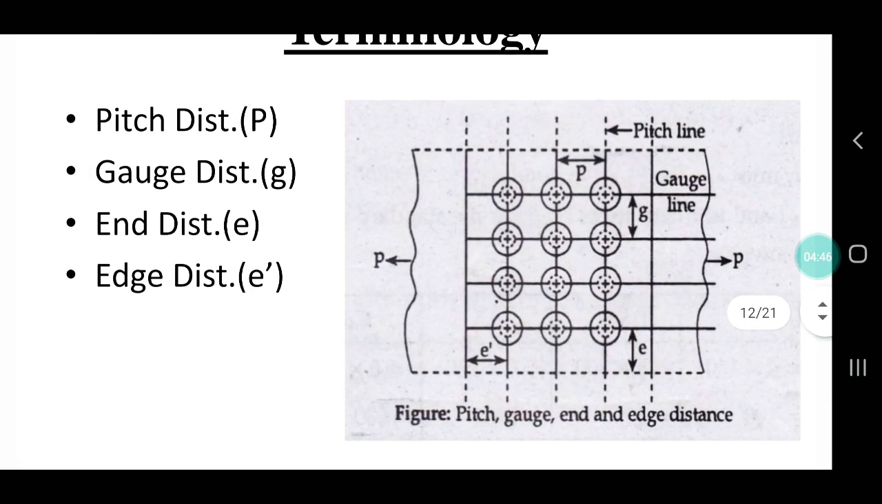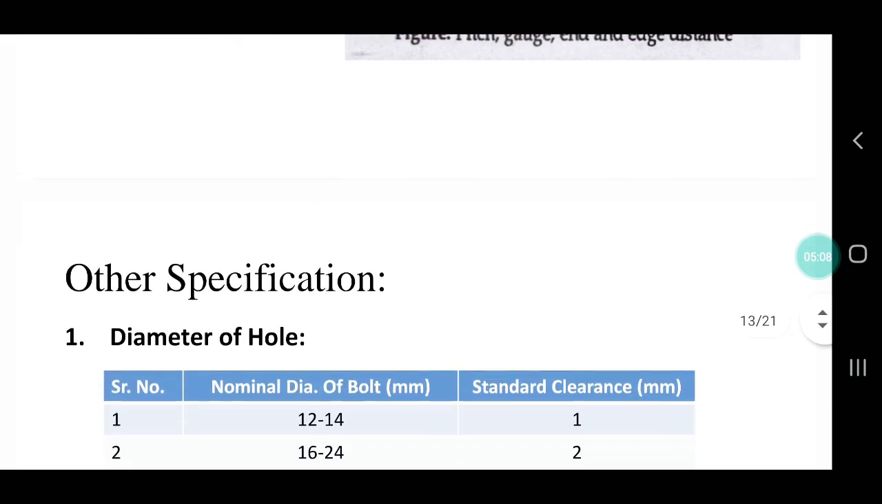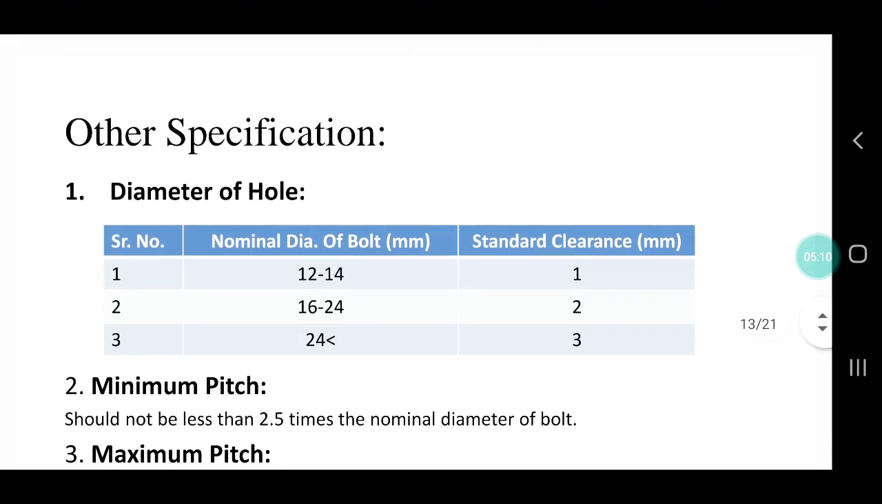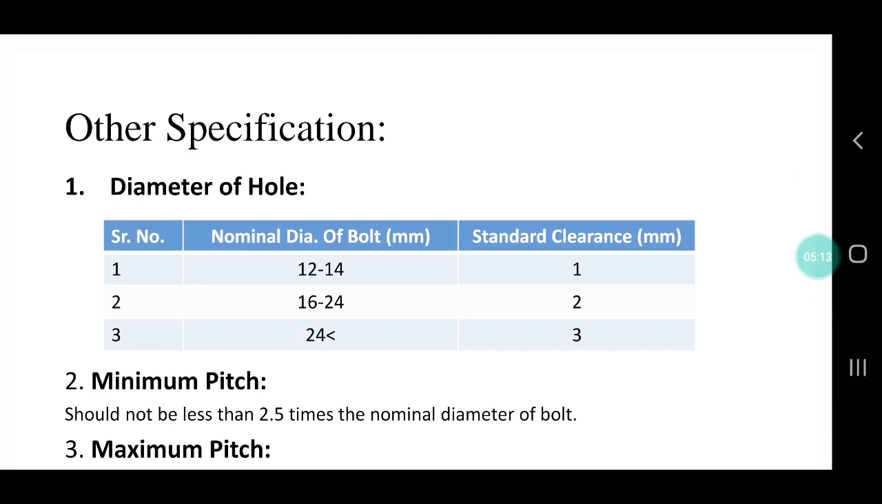They are interrelated, like pitch distance and gauge distance are interrelated, and end distance and edge distance are interrelated. The difference is that the pitch distance and end distance are in the direction of force, and gauge distance and edge distance are perpendicular to the direction of force. There are other specifications which we are going to require while designing the connection.